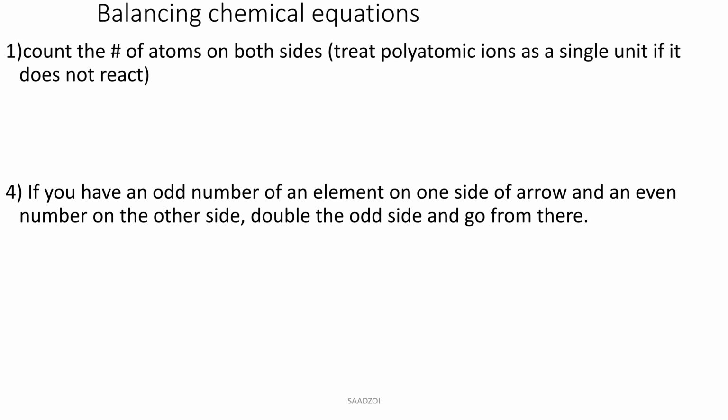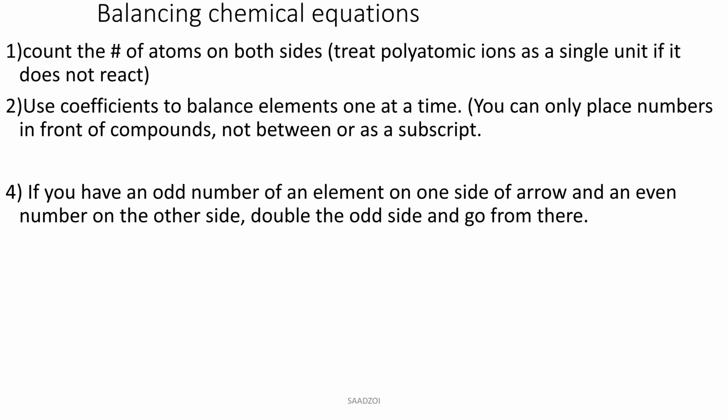All right. Now that we move on from the numbers, let's get to balancing equations. These are the rules for balancing equations. First thing, you count the number of atoms on both sides. You treat polyatomic ions as a single unit if it does not react. So what does that mean?